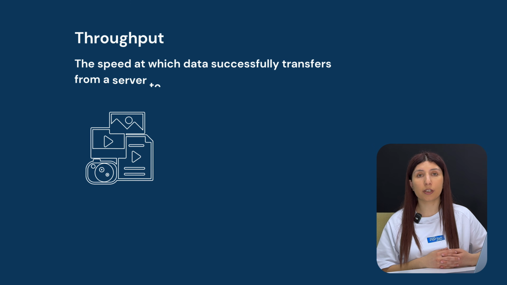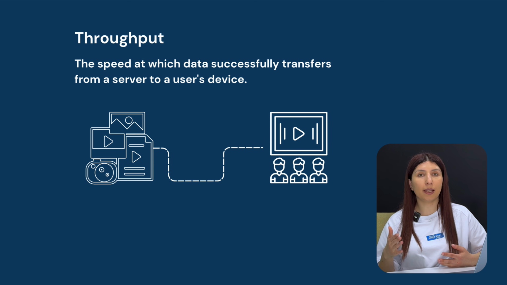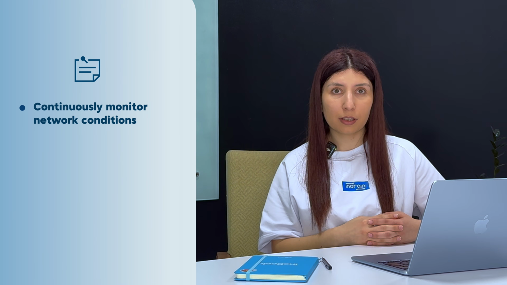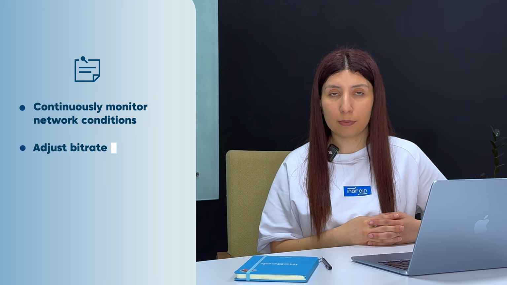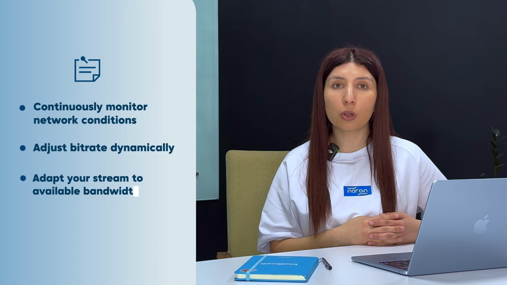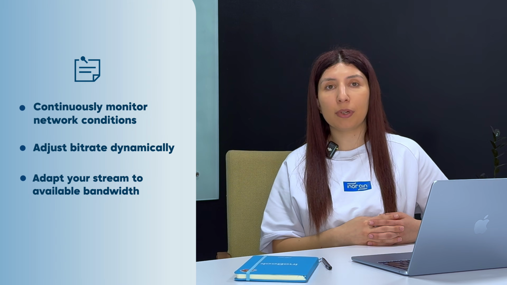Another metric we can't skip is throughput. Throughput is the actual speed at which data is delivered to the user. So why track it? Because it shows what video quality your user's device can realistically handle. If the throughput is lower than bitrate, buffering will happen. To improve this, continuously monitor network conditions. Adjust bitrate dynamically. In short, your stream should always adapt to available bandwidth.